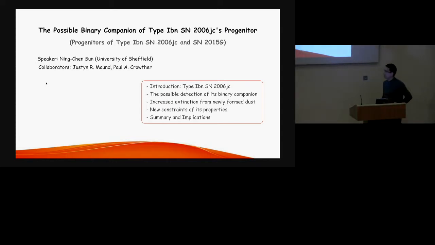Good morning. I'm Ning ChenSun from the University of Sheffield. First of all, I need to apologize. The proposed title of my talk is Progenitors of Type 1bn Supernovae, 2006JC and 15G. But since then, our research has evolved a little bit. So today I'm going to talk about just the first supernova, and I give my talk a more proper title: the possible binary companion of this supernova's progenitor.